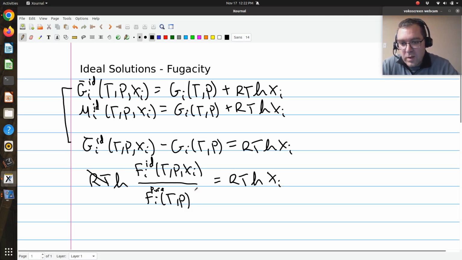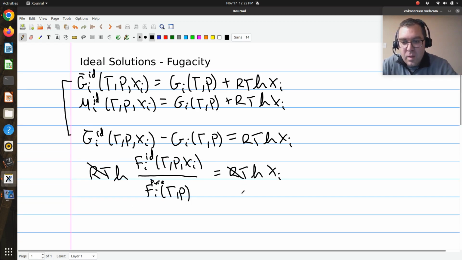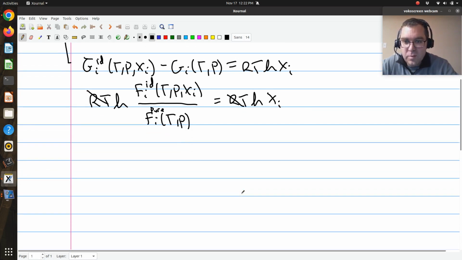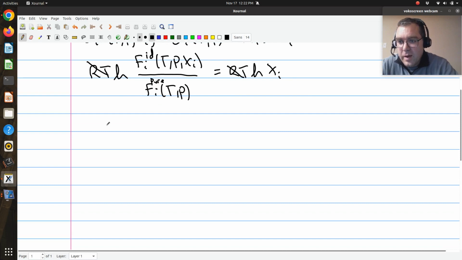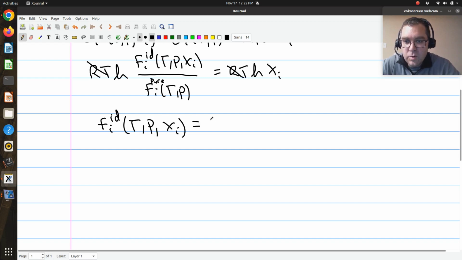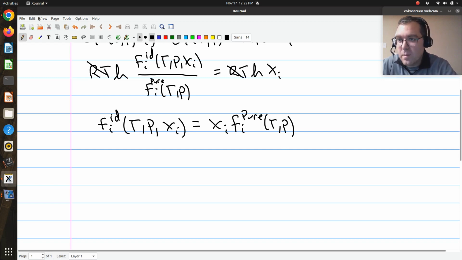So I can cancel RT, and if I take the exponential of both sides, I would get that the fugacity of component i in an ideal solution at T, P, and xi is equal to mole fraction xi times the fugacity of component i in my pure component state at T and P. Okay, cool.